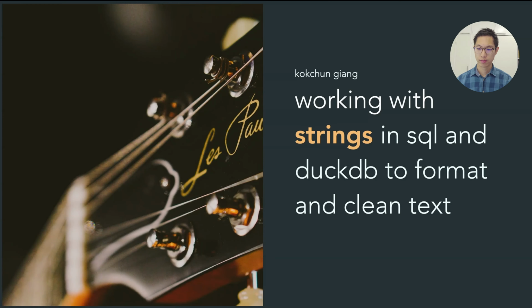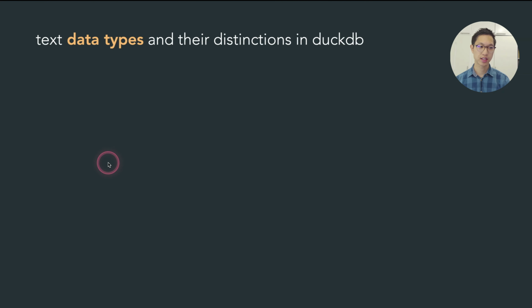And if you're coming from Python, you will know that the concept of slicing is a little bit different in DuckDB since we're counting from 1 instead of counting from 0. Let's move on to the slides and to the concepts. Here I am in the slides, working with strings in SQL and DuckDB to format and clean text. What does this mean? Let's find out.